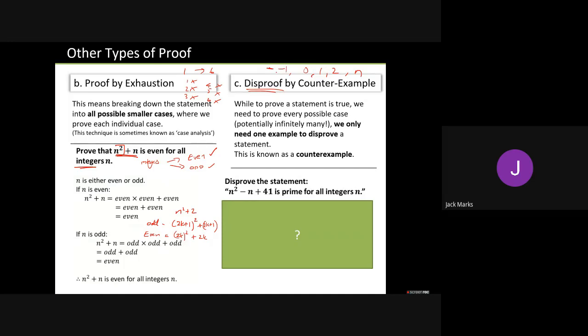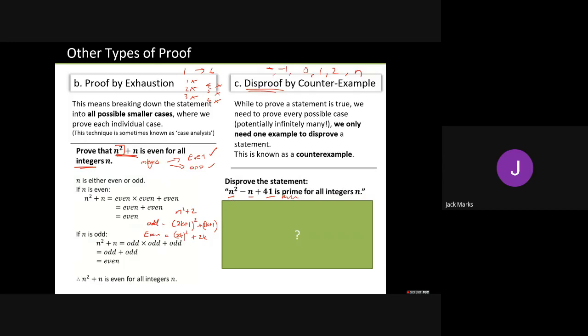You know, let's put -1 there or something. So disprove the statement n squared minus n plus 41 is prime for all integers. So you need to find a case where it's not prime. And you can play around with a few. Well, 0 gives 41, so that's still prime. It doesn't work. 1 squared is 1, minus 1, that will be the same as the 0, so that doesn't work. 2 squared is 4. 4 minus 2 is 2, plus 41 is 43, that doesn't work, so it's not looking great here.